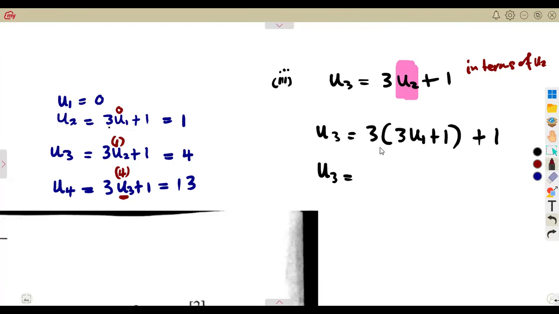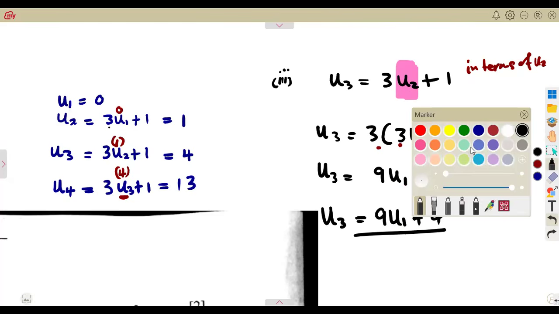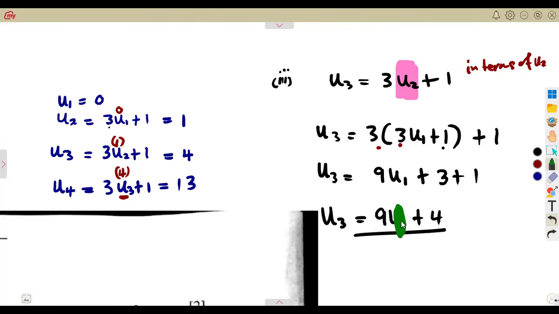So let's expand. This will be 3 times 3, which is 9 U1, plus 3 times 1, which is 3, plus a 1. So it means our U3 can be given as 9 U1 plus 4 if we add these two. So this means that if we are to substitute back, because we are given this value of U1, remember you're given that U1 is equal to 0. You can prove that if you substitute this U1, which is 0, you must obtain the same value that you had on U3, the same answer that you obtained before.